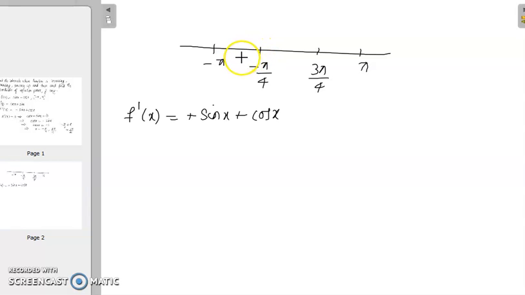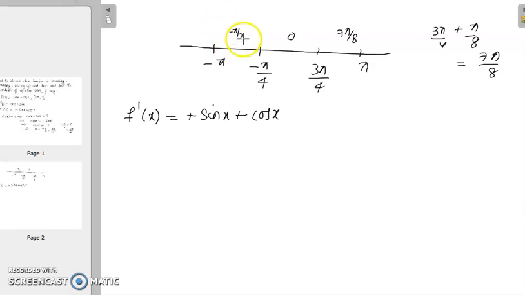So here I can take the value minus pi by 2 in this interval. Okay, and here I can take the value 0, and here let me take the value 3 pi by 4 plus pi by 8. So that will give you 7 pi by 8. 7 pi by 8 will be in this interval.